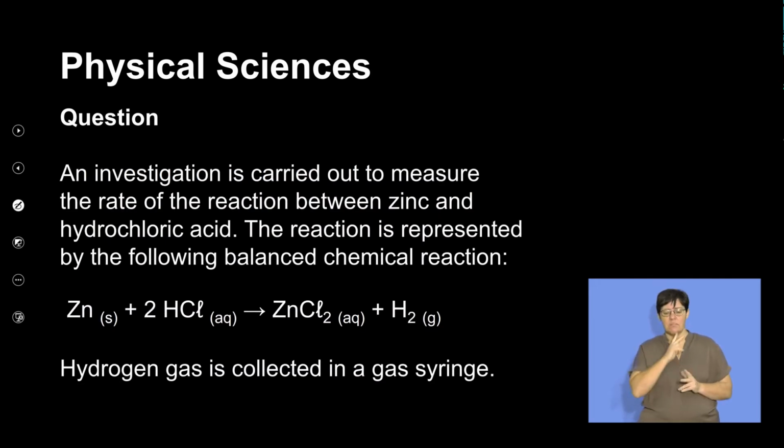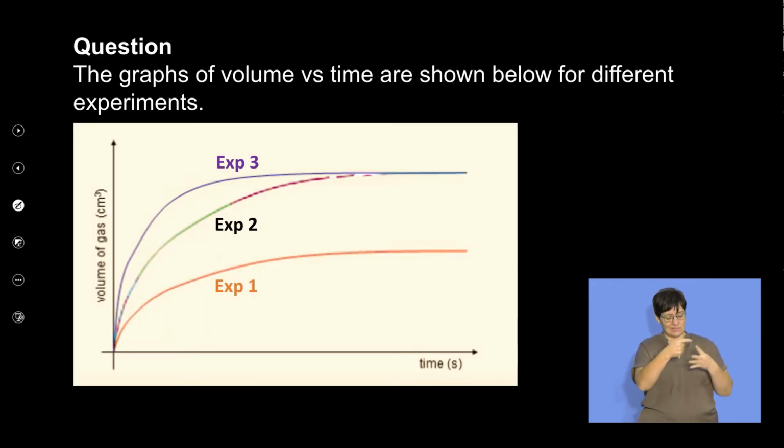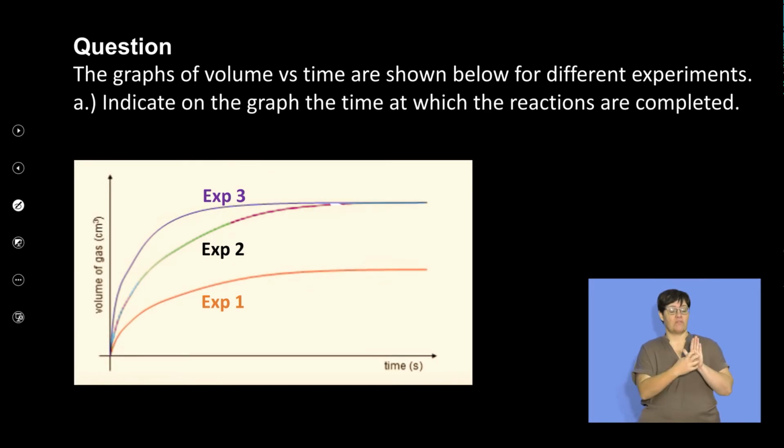So the question that I can ask is, if I do an investigation, it's carried out to measure the rate of the reaction between zinc and hydrochloric acid, and in this case we have hydrogen gas being released. The hydrogen is not just released, it's collected in a gas syringe. When we look at the questions in front of us, we have three curves, experiment 1, 2, and 3. And now for the questions.